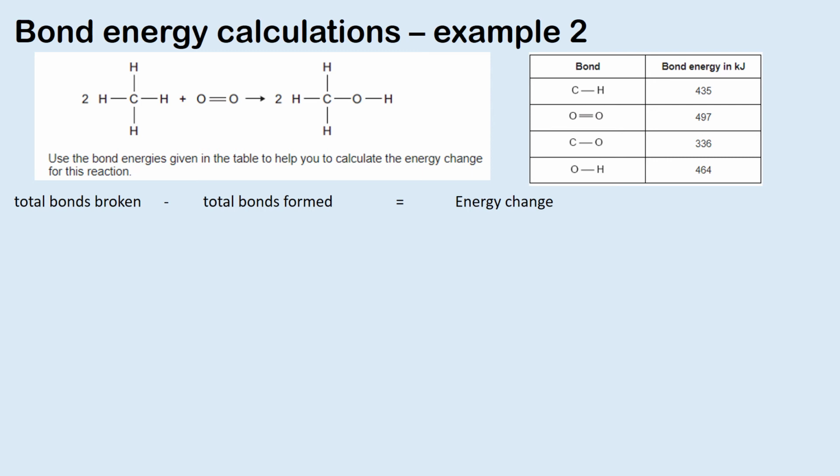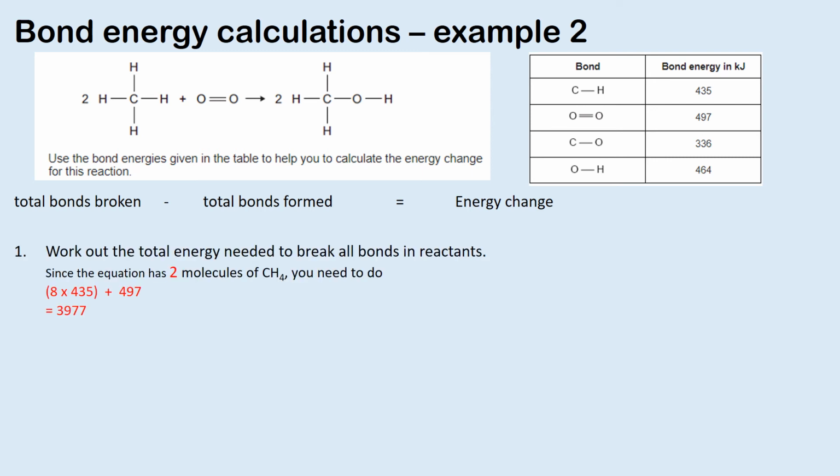Okay, so first of all, total energy required to break all the bonds. Now, this is the issue. There are 2 molecules of CH4. So you've got 1, 2, 3, 4 CH bonds times 2. So there are 8 lots of 435. Then there is 1 oxygen double bond, which is 497. So that should give you 3977 kilojoules for your total bonds broken.